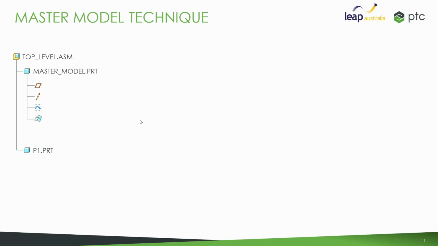The idea here is to say, okay, we've drawn some common geometry in the master model. So we've got a plane, an axis, a sketch, a surface that we want to share to this part. Okay, so the traditional approach is to activate that. I don't know if you saw that there, but the little green button comes up. That means we've activated the part.